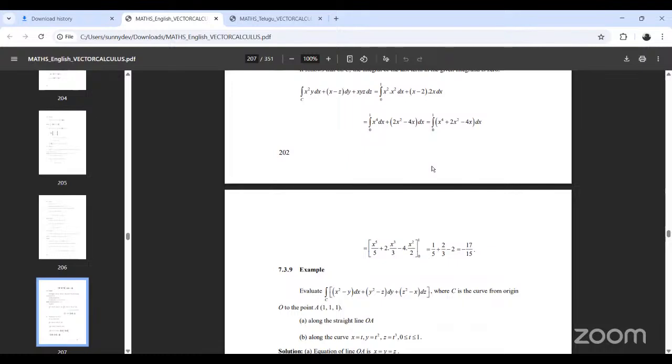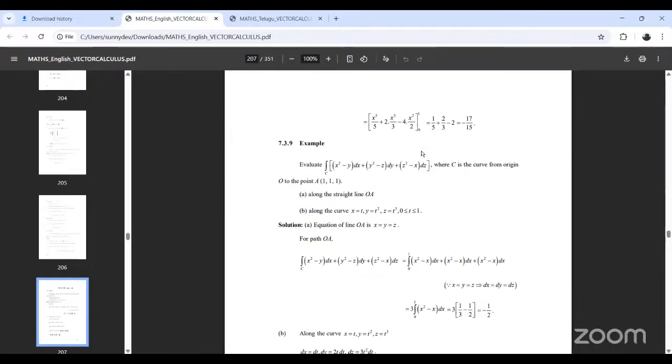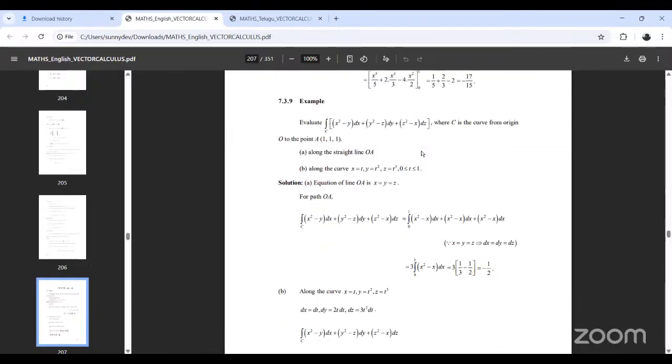So x power of 4 integration is x power of 5 by 5, plus 2 into x cube by 3, and minus 4 into x square by 2. So that integration is from 0 to 1. That becomes 1 by 5 plus 2 by 3 minus 2, which is 17 by 5. So this is just a simplification. You have to do the simplification and you get this.